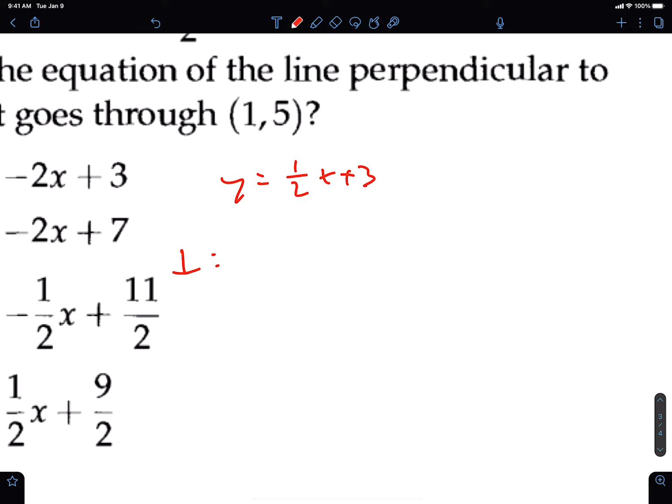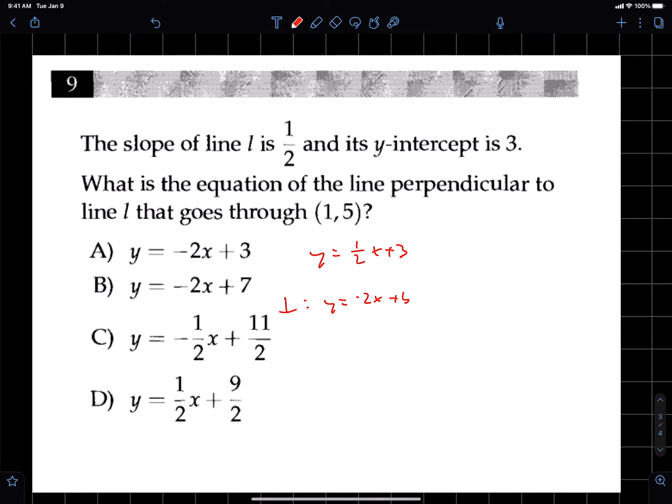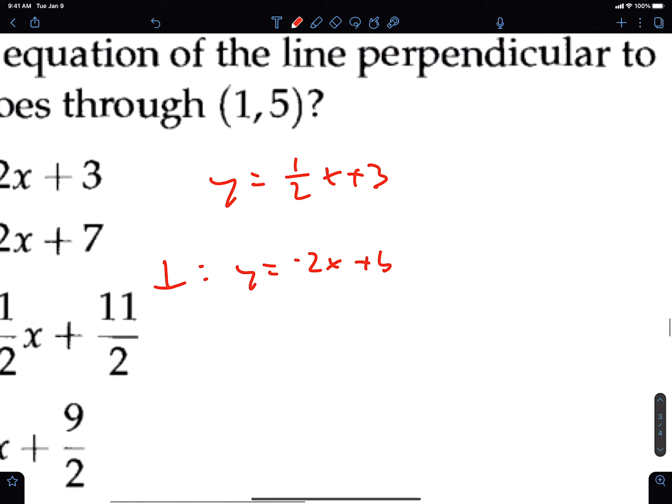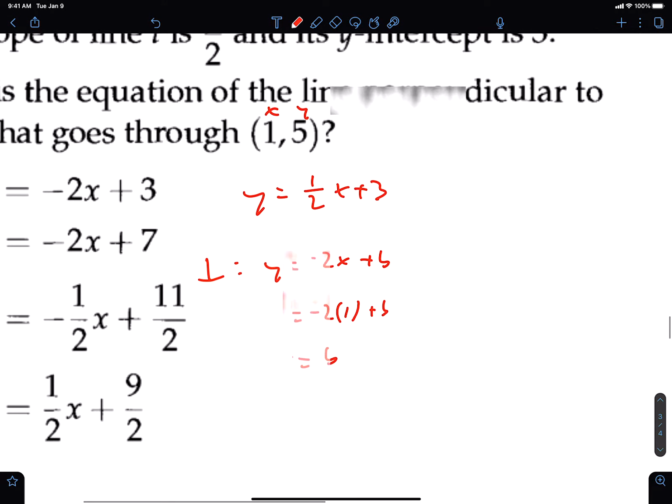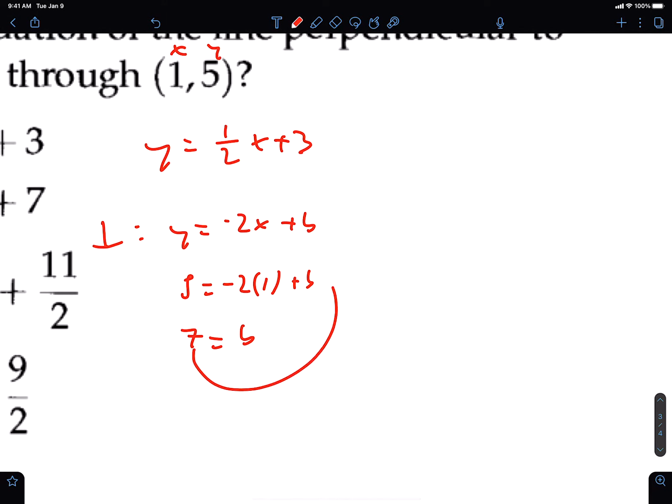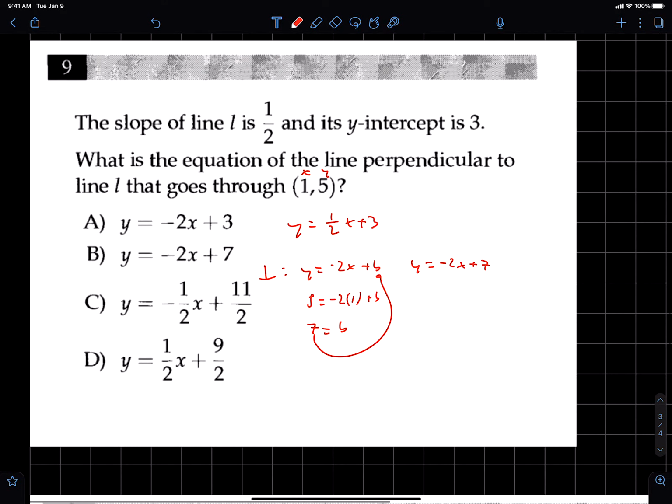So a perpendicular line is going to have a slope of -2, right? Because we flip the fraction, 2 over 1 is 2, and we add a negative sign. So y equals -2x plus some y-intercept b. Now we need to find the y-intercept, and we can do that by plugging in a point we know is on the line. So let's go ahead and plug in 1, 5, where 5 is y and 1 is x. So 5 equals -2 times 1 plus b. Let's add 2 to both sides. So we get 7 equals b. Done. So now we can plug in 7 for b, and we get y equals -2x plus 7. So the answer is going to be B.